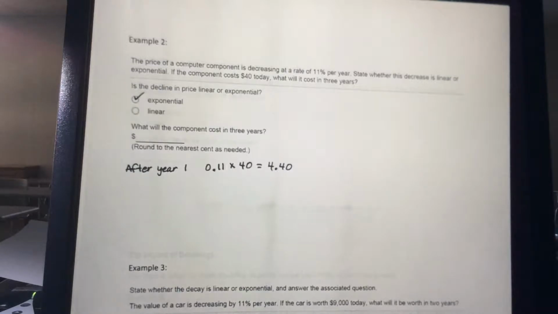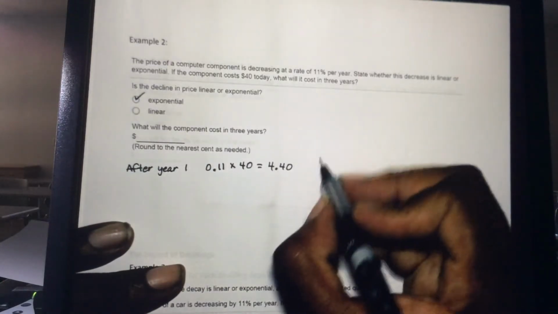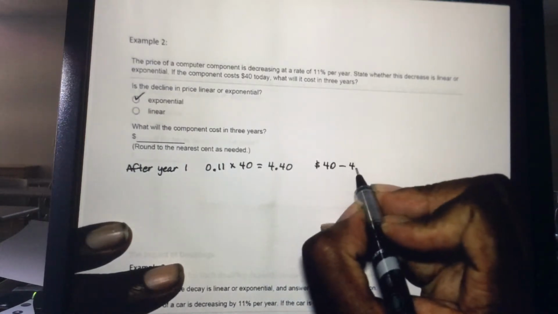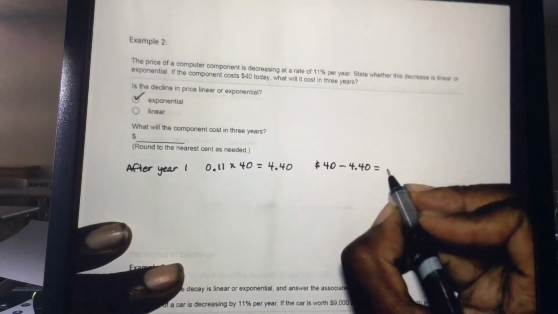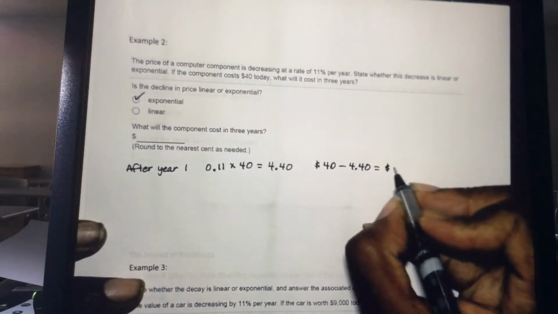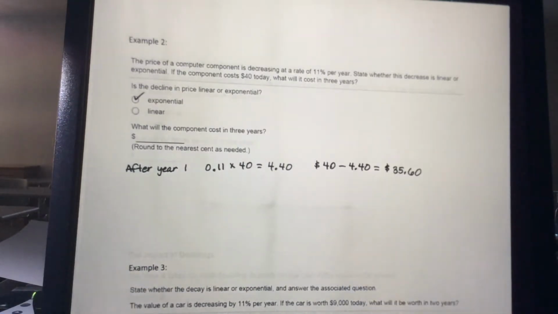So to find out what the cost is after the first year, we take that $40 and subtract $4.40 from it. You'll end up with $35.60. That will be the cost of a computer component after the first year.